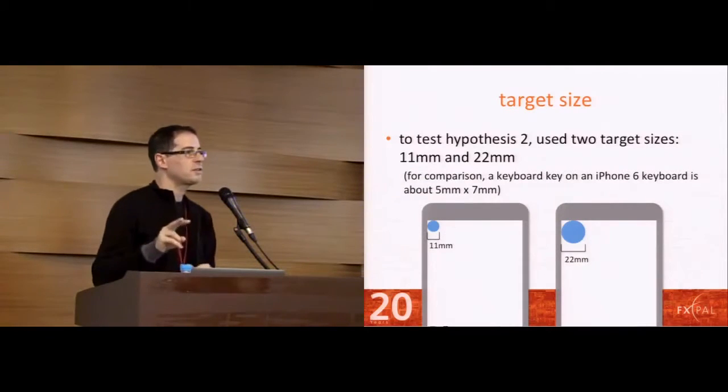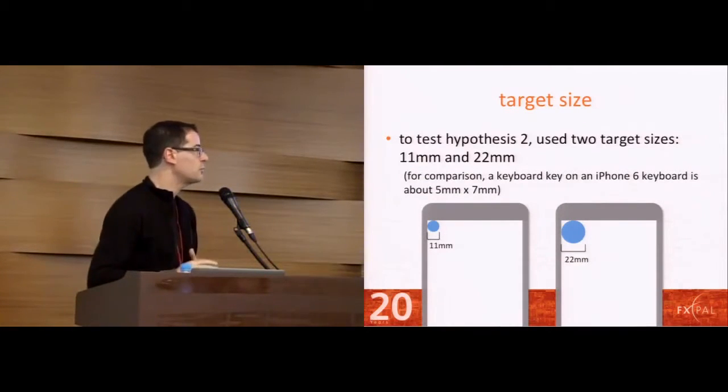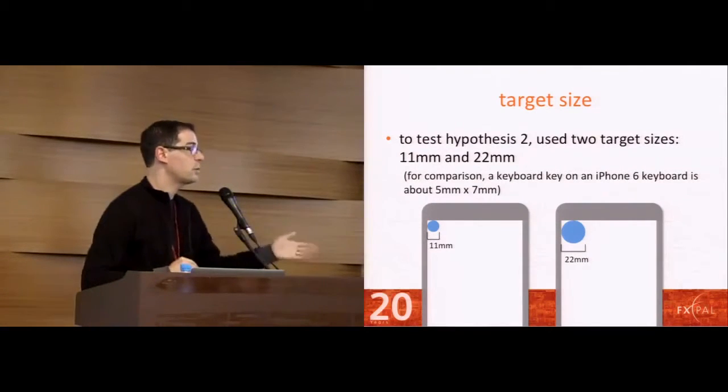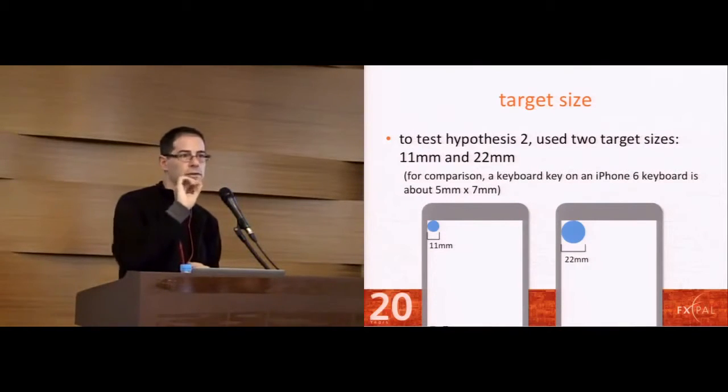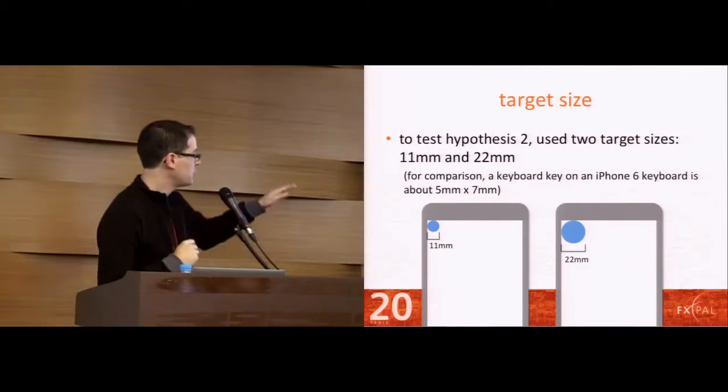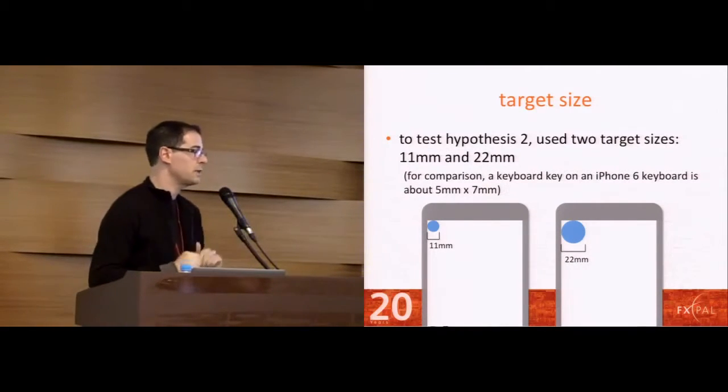So to test the effect of target size, I used 2 target sizes this time: 11 millimeter targets, the same as in experiment 1, and 22 millimeter targets. Just for comparison, if you look at the iPhone 6, for example, and you look at one key on the keyboard, the dimensions are 5 millimeters by 7 millimeters. So those are relatively large compared to many targets that we interact with on a daily basis.